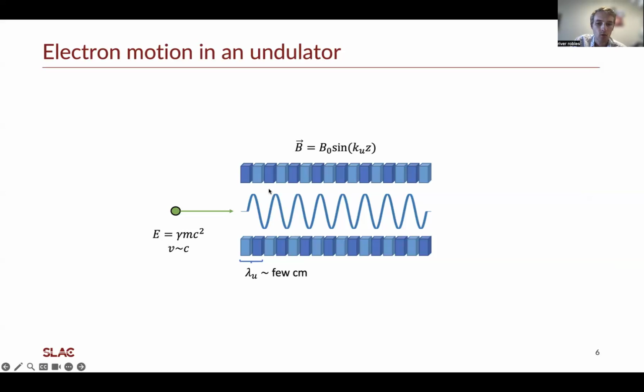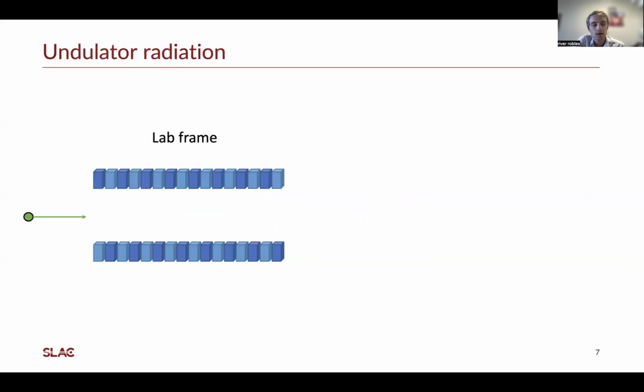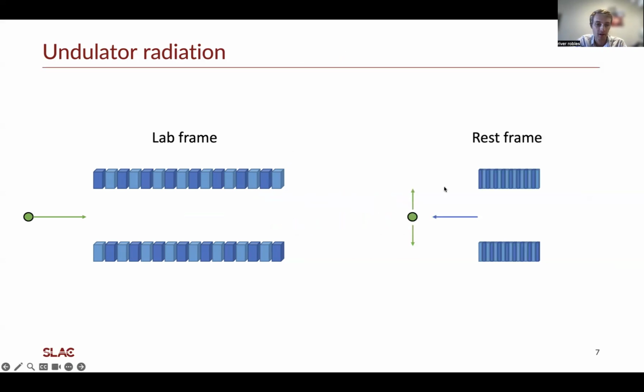And now I want to try to explain to you why we can wiggle this electron with this few centimeter period in the undulator and end up making X-rays with angstrom and nanometer wavelengths. And to do that, I actually find it easier to move from this picture we've had so far, which was in the lab frame, of an electron moving towards some undulator with some centimeter scale period, to a picture in the rest frame of the electrons.